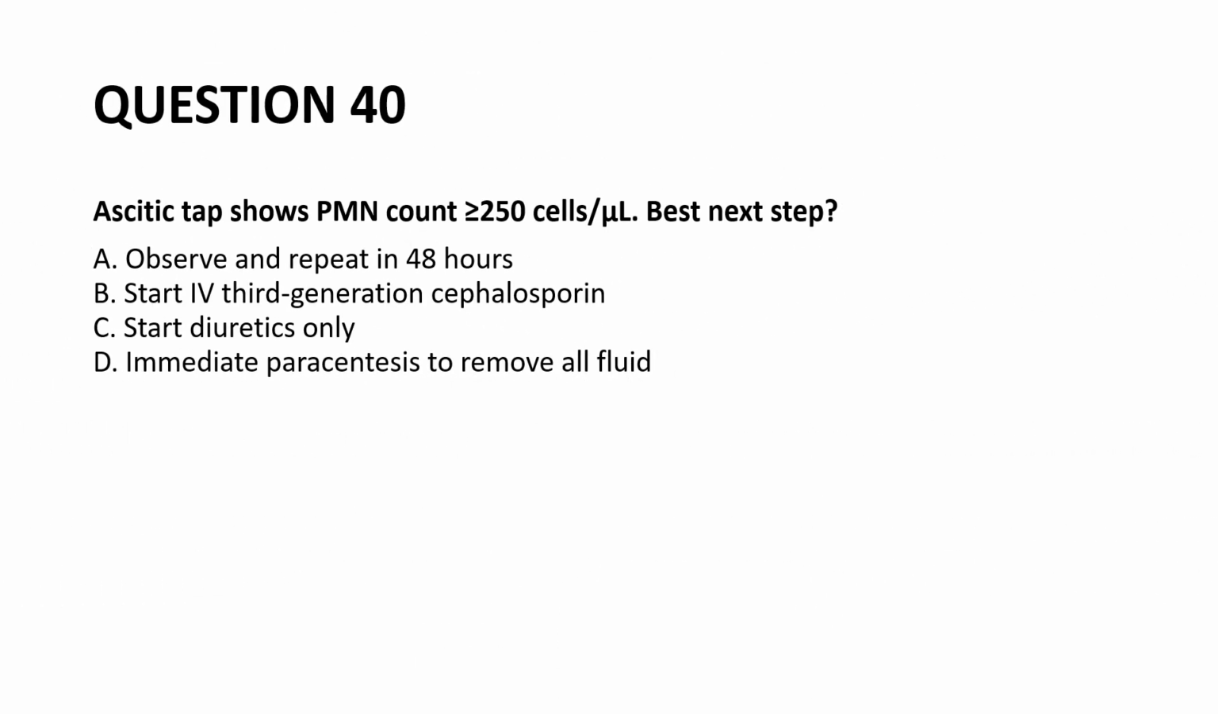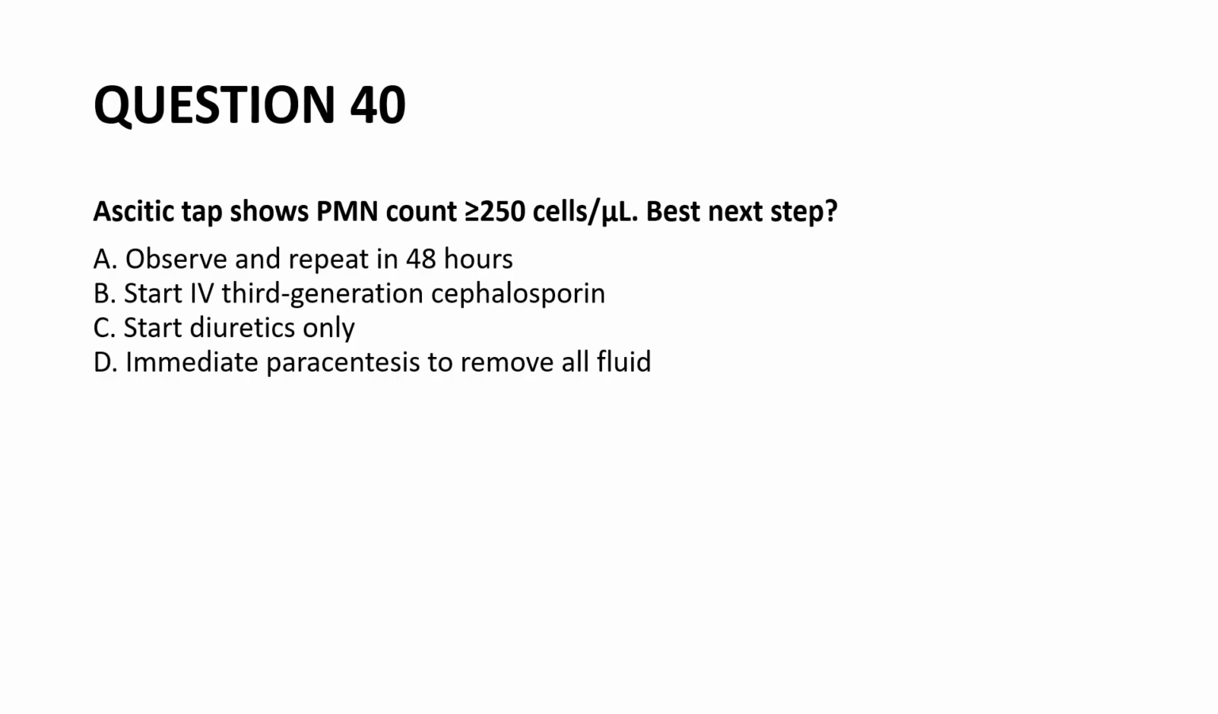If an ascitic tap shows a polymorphonuclear count of greater or equal to 250 cells per microliter, what is the best next step? Observe and repeat in 48 hours. Start IV third generation cephalosporin. Start diuretics only. Immediate paracentesis to remove all fluid.